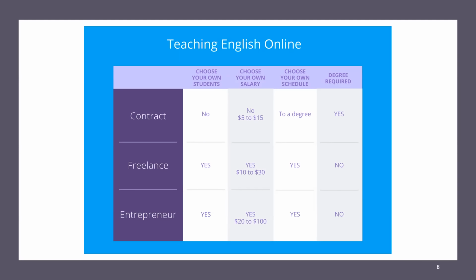As an entrepreneur, starting your own business and getting your own students, can you choose your own students? Yes, of course you can. Can you choose your own salary? Yes. Online teachers that are working for themselves charge a minimum of $20 an hour, and some as much as $100 an hour, or even more, depending on your niche. This is where niche teaching is very, very important. If you are solving a problem for someone or a professional who needs English for a specific purpose for his work or her work, then they're willing to pay you large sums of money to solve their problem.